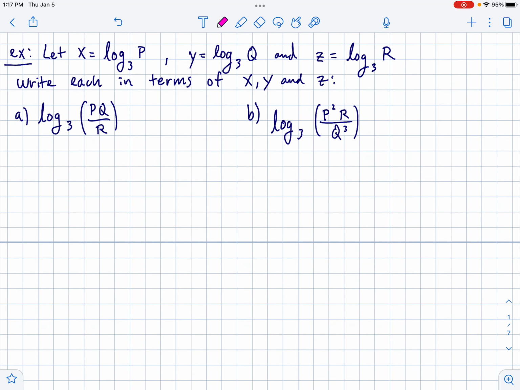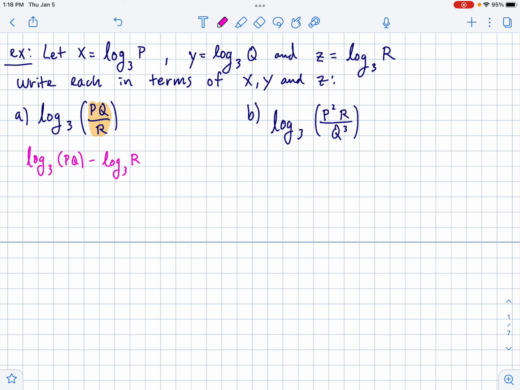Very similar to the last problem. We're going to let x equal log base 3 of p, y equal log base 3 of q, and z equal log base 3 of r. Write each in terms of x, y, and z. Well, the first thing I'm going to do is take everything inside the argument and try to break it apart into separate logs. So the division can get broken apart into subtraction. So log base 3 of pq minus log base 3 of r.